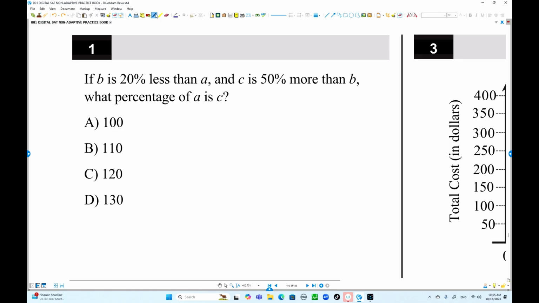This is test 13, module 1. Today we're going to review the odd number questions. Here is number 1.